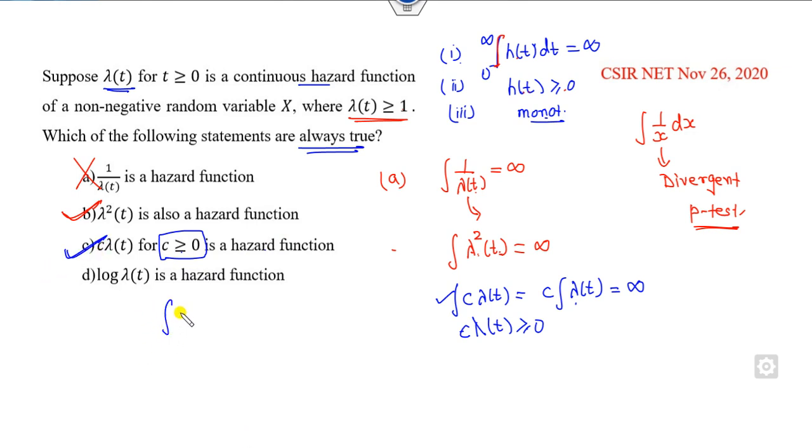Look at the last one. Again you have to check this, and we all know what the limit is. What is that? It is from 0 to infinity. Is it convergent? No, it's divergent, because the limit does not exist, by using the logarithm test. So this again is not a hazard function.